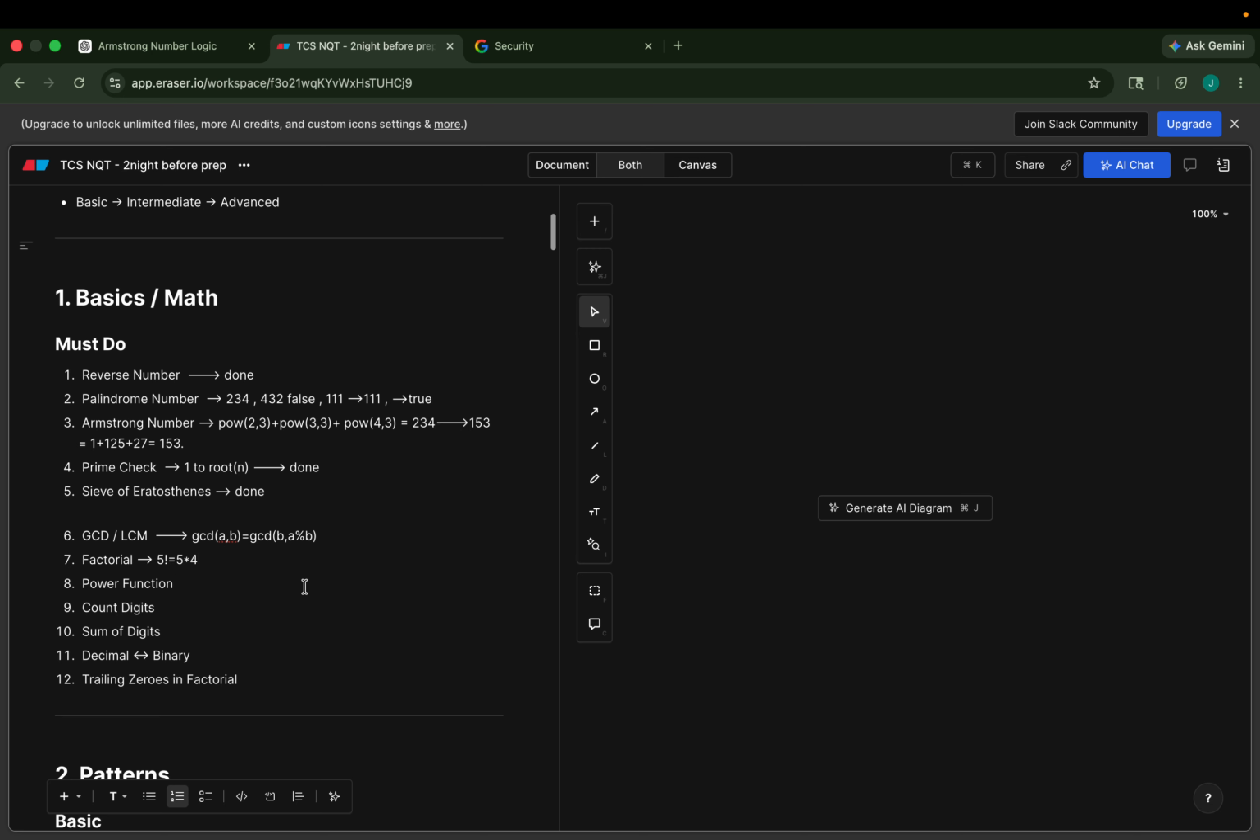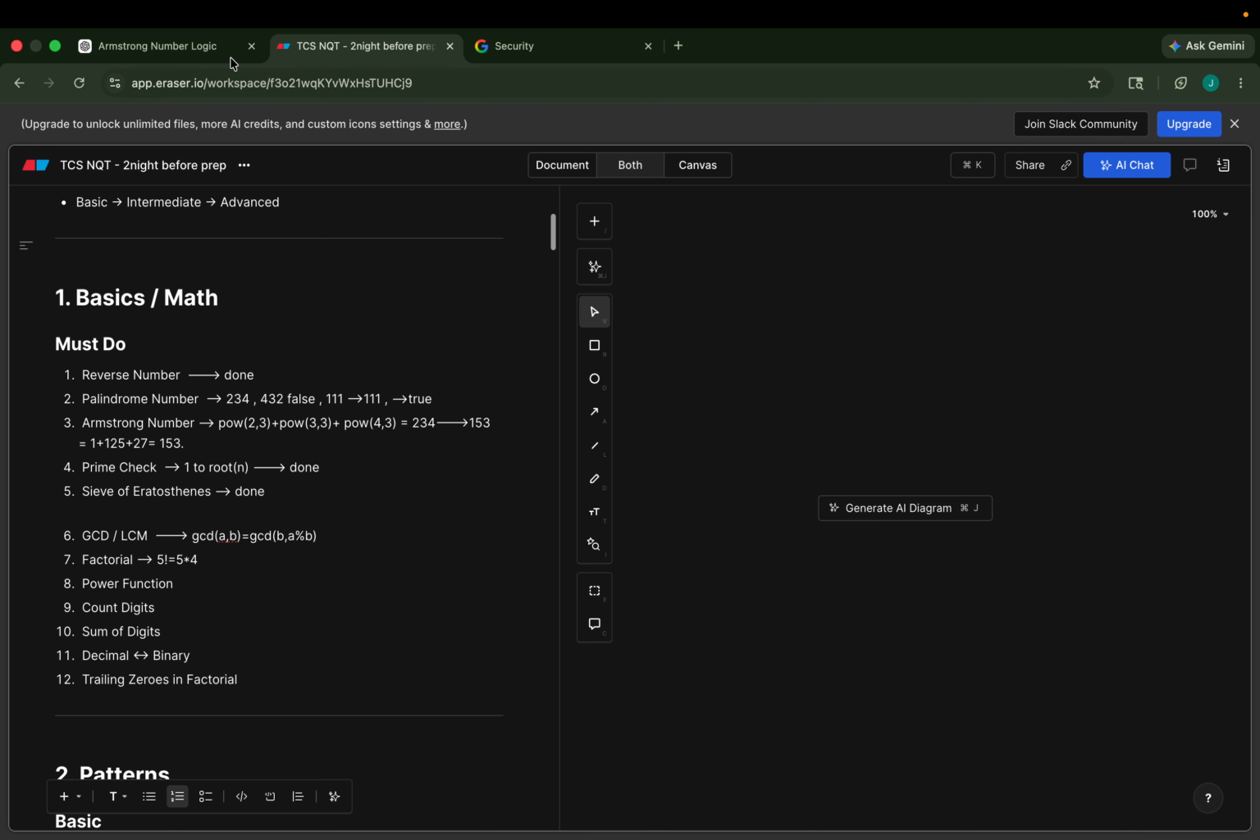Power function, what is power function? We'll do this power function later. Count digits we could do, we already did this somewhere here. Armstrong number, we already did this. Sum of digits, just when we are counting or doing the remainder part, we'll add them. Now we need to do three things: power function, decimal to binary or binary to decimal, non-trailing zeros, and factorial.